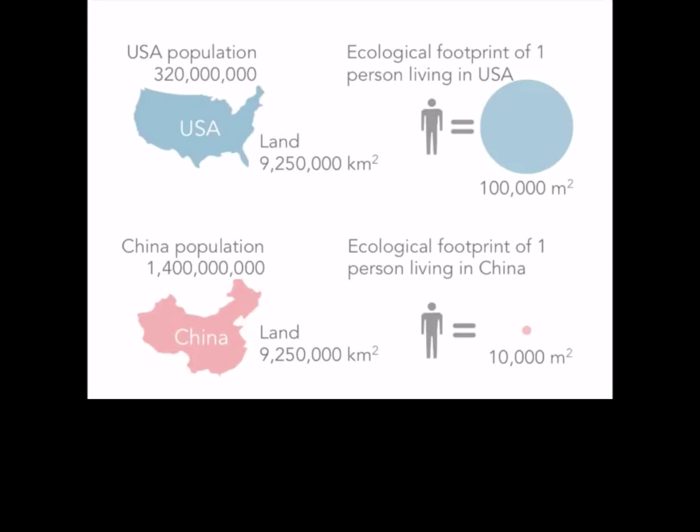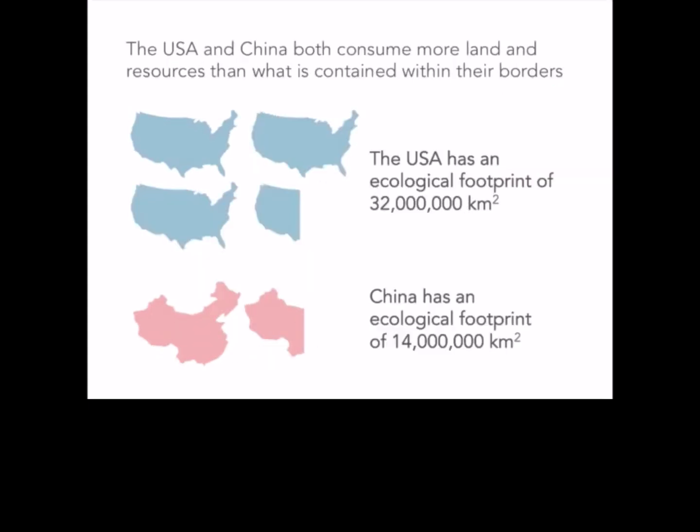The land of China is approximately the same, 9,250,000. The population is about 4 times greater at 1,400,000,000 people. So again, the ecological footprint is how much land, how much resources do you need to support your lifestyle. And you can see we in the United States, to live the way we do, require much, much greater land. In China, they have got by with a much smaller ecological footprint.